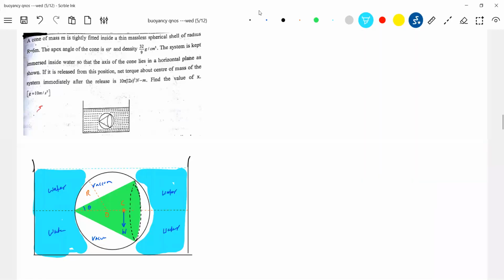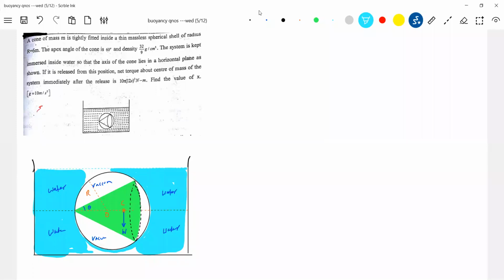I think now I'm giving sufficient help. So the surrounding is what? Tell me, through what point will the buoyant force act? Through the center of buoyancy. So who is immersed, the cone or the shell? The shell, no? Through what point will the buoyant force act here? Through the center of the volume immersed.